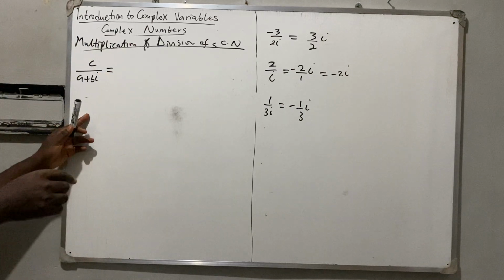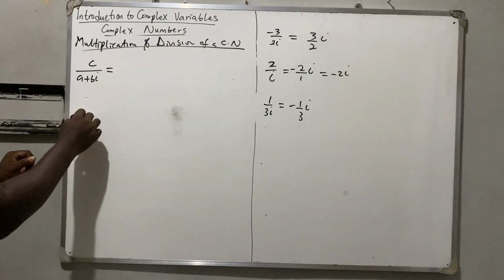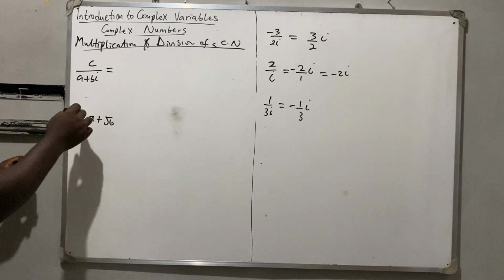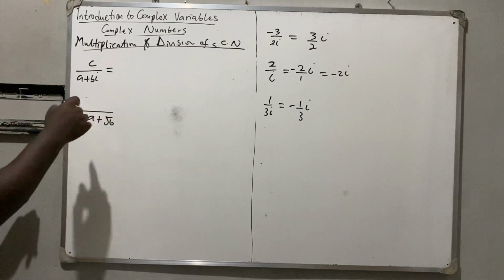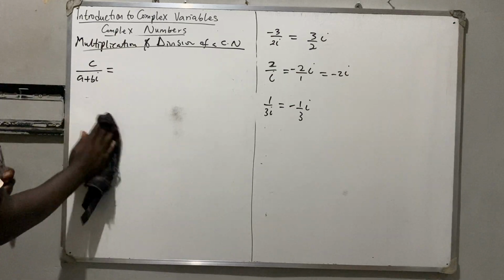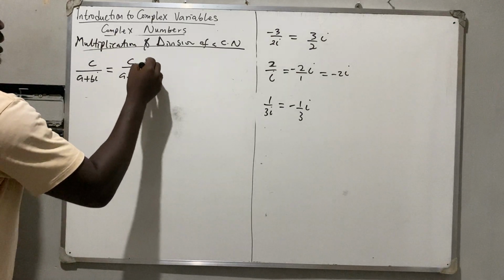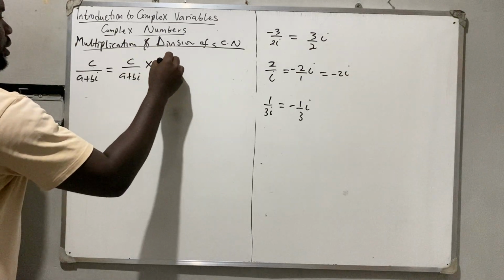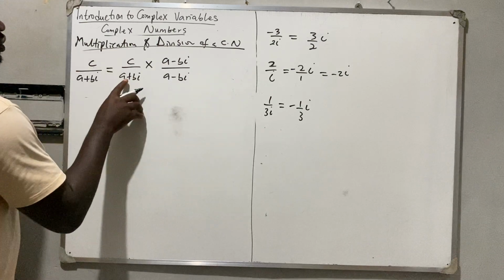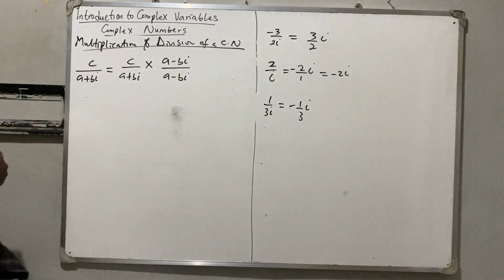If you can remember in surds, the same thing is applicable. Whenever a surd is written in the form of a plus root b, we rationalize using the conjugate of this. So the same thing is applicable here. So we are going to do that. So this will now be c over a plus bi multiplied by the conjugate, which is what? a minus bi over a minus bi. So the conjugate is a minus bi here. So multiply with the same thing up and down.